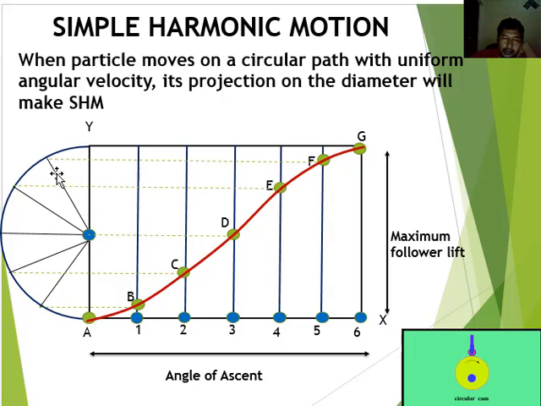And then the fifth part of the semicircle, you can take a line to the right and intersect with number 5. The same condition applies for the sixth position. After that, you can join the points A, B, C, D, E, F, G and make a smooth curve like this. This is the motion for the follower.